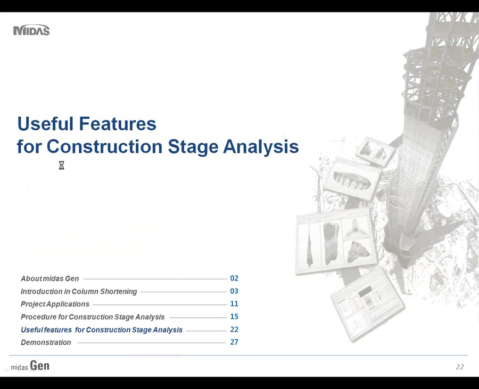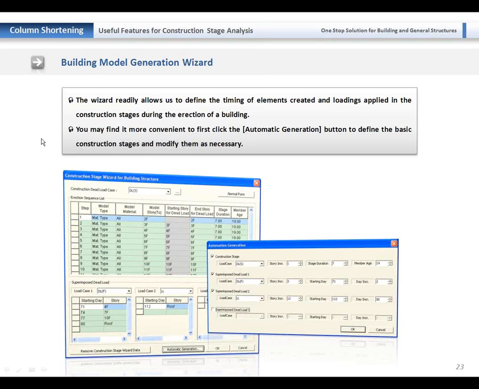Then I would like to explain some other useful features for the construction stage analysis. First of all, MidasGen provides the building generation wizard for the construction stage. Using this wizard, by simply specifying the load case, incremental duration and member age, the program can automatically consider all the stages, and then the stage data will be generated. For this, we will also check it during the demonstration.